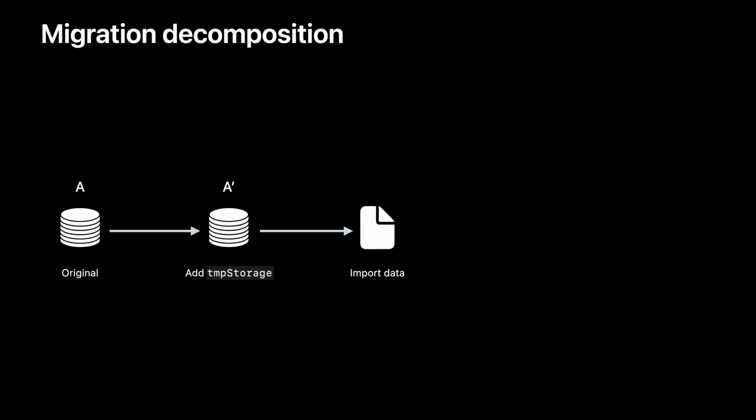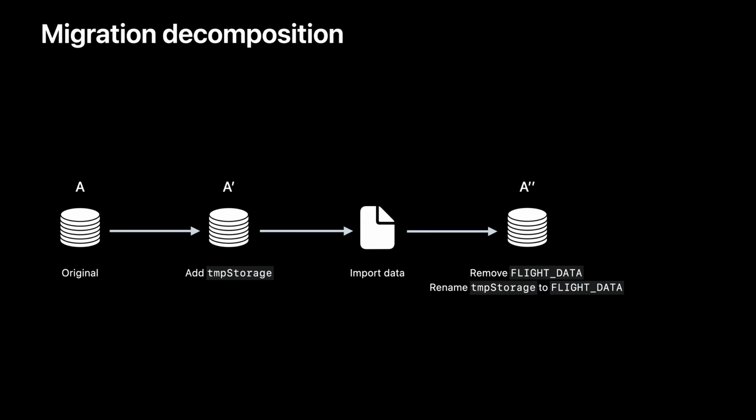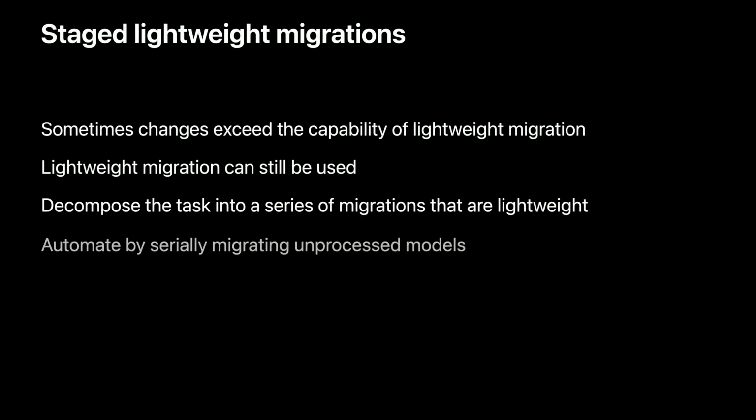Once the data has been safely imported, I'll create another version of the model, A'', from A'. In A'', I'll delete the old external storage attribute while simultaneously renaming the new attribute. Each of these steps described is within the capabilities of lightweight migration. Intuitively, an event loop could be built that opens the persistent store with the lightweight migration options set and iteratively steps through each unprocessed model in a serial order, and core data will migrate the store.